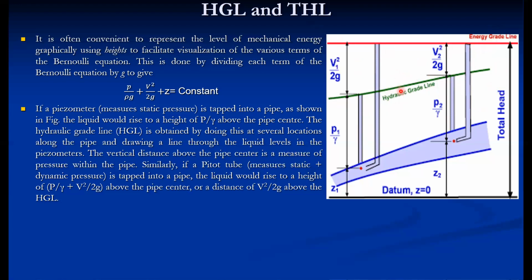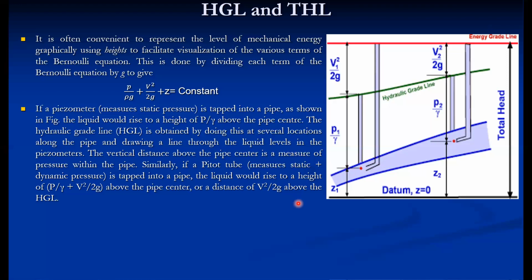But this is possible only if an ideal fluid is flowing. So for an ideal fluid, the total energy line remains horizontal. This is called the energy gradient line, EGL. It is also called the total energy line, or the total head line. If the pitot tube, which measures the static and dynamic pressure, is tapped in a pipe, the liquid would rise to a height of P by gamma plus V square by 2g above the center line of the pipe, plus Z as well.